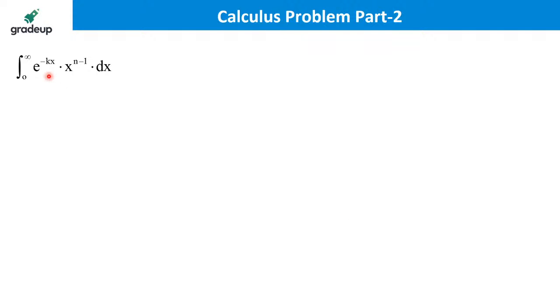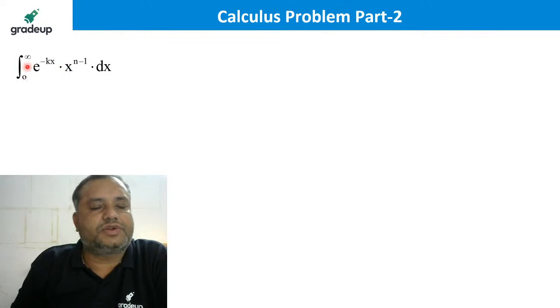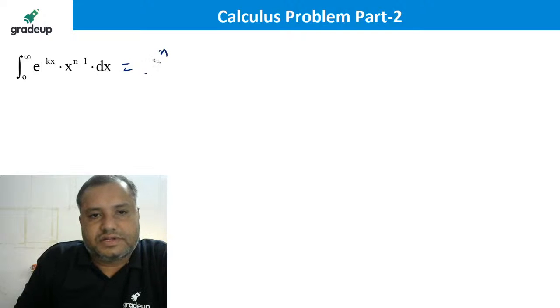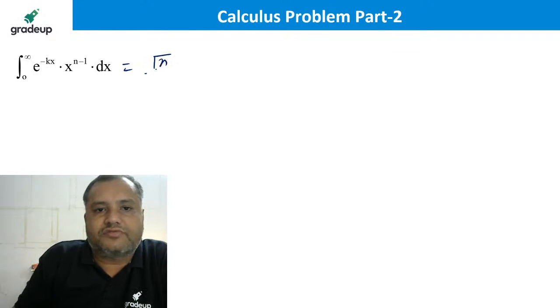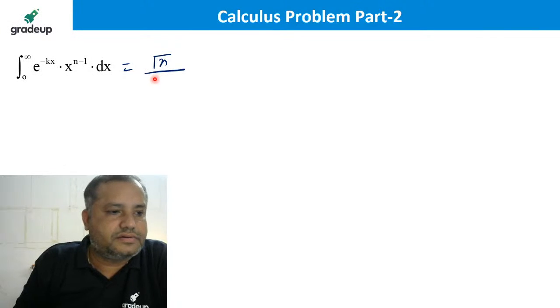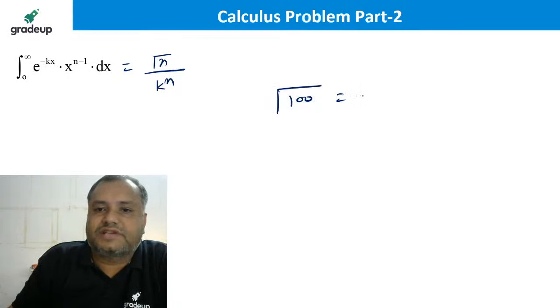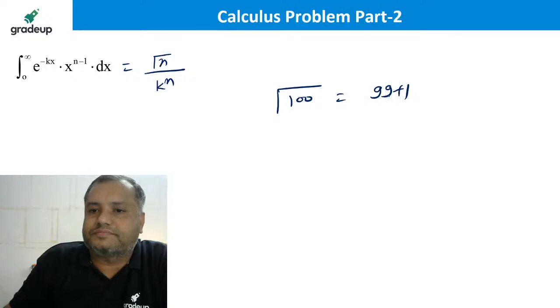So here we are asking for integration 0 to infinity e raised to minus kx, x raised to n minus 1 dx. So the result will be straight away the gamma function of n divided by k raised to n. So gamma 100, this can be written as 99 plus 1, and this will be 99 factorial.